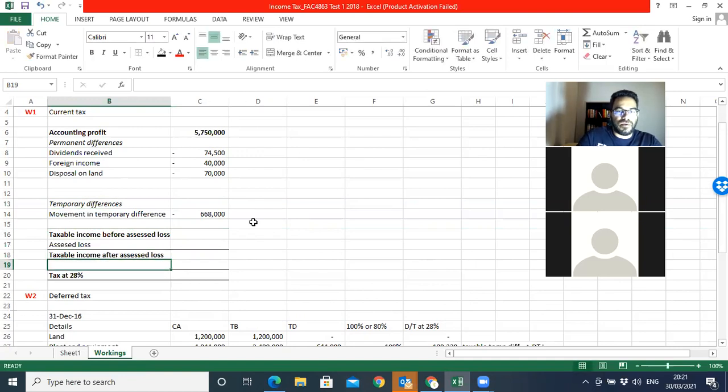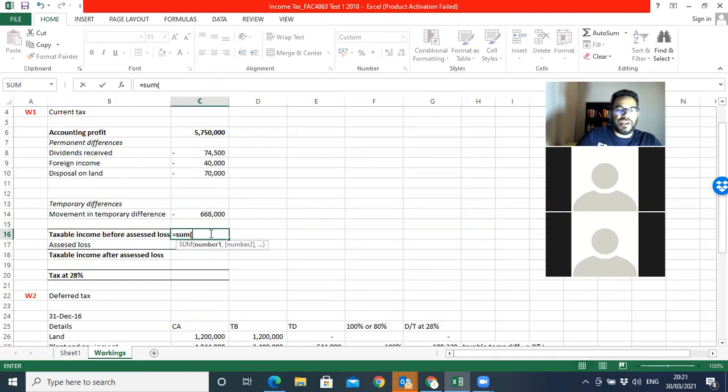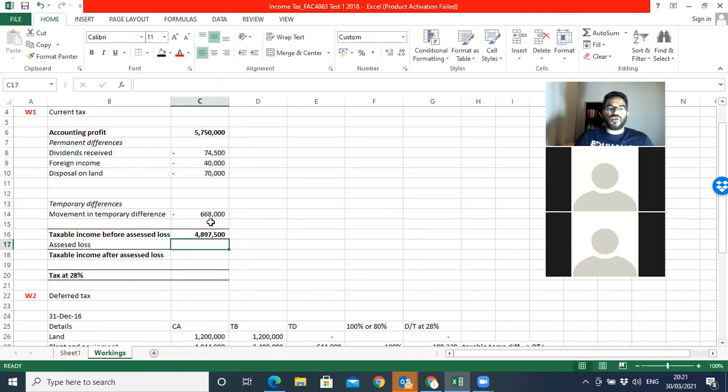So now my taxable income before assessed loss would be the sum of those. I started off with my accounting profit. I adjusted for 2 types of differences. Permanent differences, I list them individually because I have them nowhere else. Then I put in my temporary difference. Where did I get that? From my deferred tax calculation.